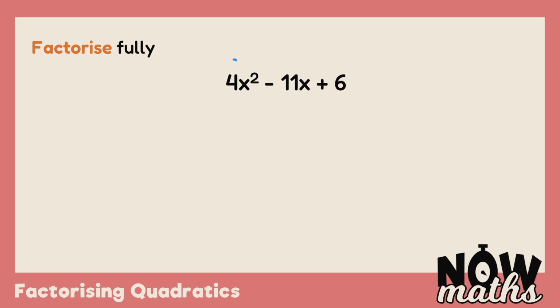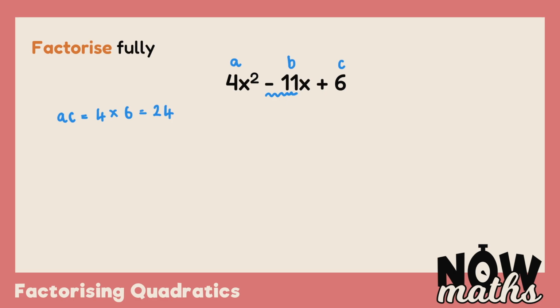So first of all, we need to label our x squared coefficient A, x coefficient B, and constant C. We then work out the value of AC, which in this case, A is positive 4, C is positive 6, and 4 multiplied by 6 is 24. We now need to find two numbers which multiply to make 24 and add to make negative 11. In order for two numbers to multiply to give a positive number and add to give a negative, we must be looking for two negative numbers.